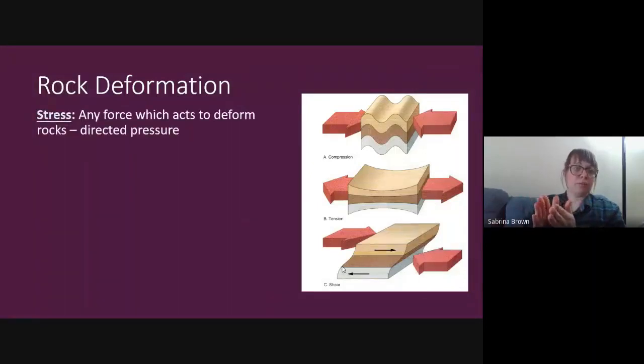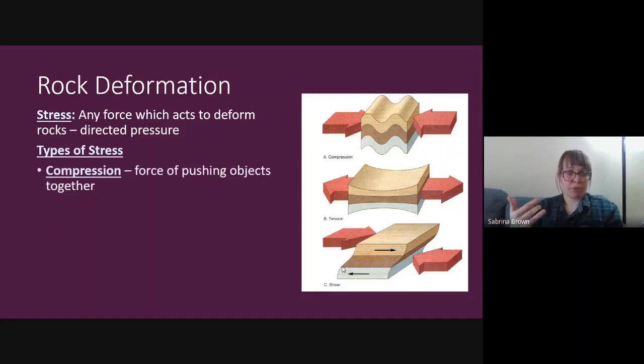All right, so when we're thinking about stress, the definition of stress is just any force that's acting to deform rocks. If we go back to those words we were using when we were talking about metamorphic rock formation, think of stress as any type of directed pressure. Stress is the result of any pressure exerted in a certain direction. And again, we have those three types of stress.